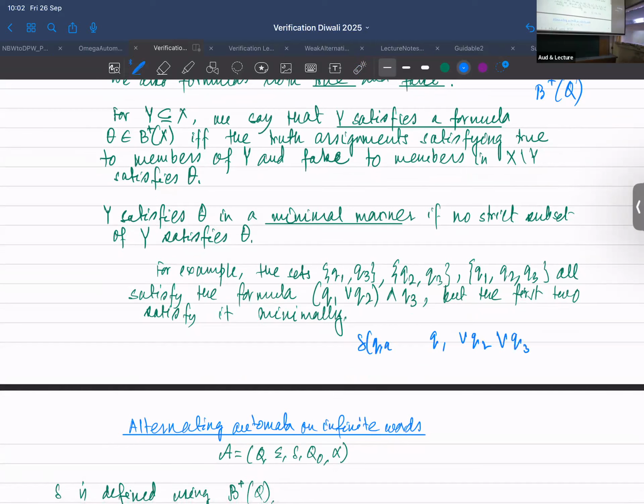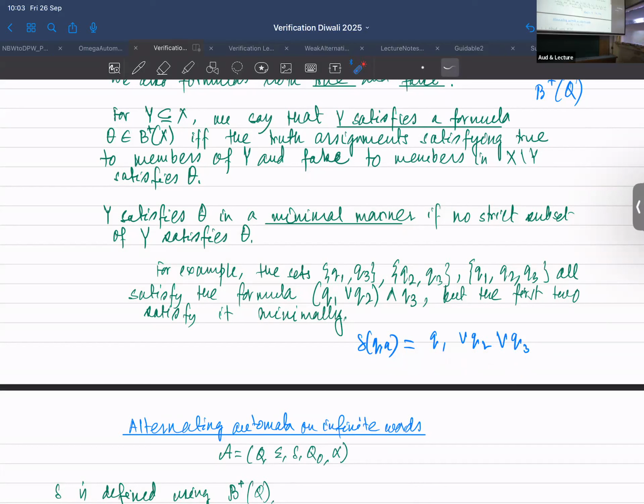Delta of Q comma A equal to this, it may be possible that the formula may be satisfied by having, right? And for example, in this case, you can set any subset of Q1, Q2, Q3 to true, right? But what we are interested in is when a word will be accepted, as long as there exists some accepting run. Yeah. So if there is an accepting run from Q1, we are good. If there is an accepting run only from Q2, we are good. If there is an accepting run only from Q3, then also we are good, right? So that's why we are looking at this, satisfying in a minimal manner.